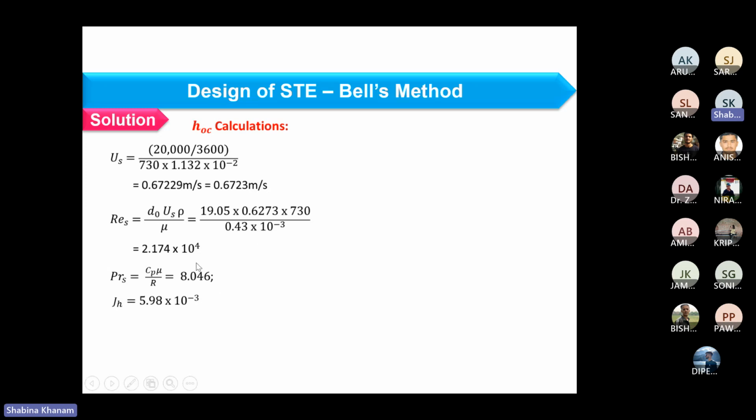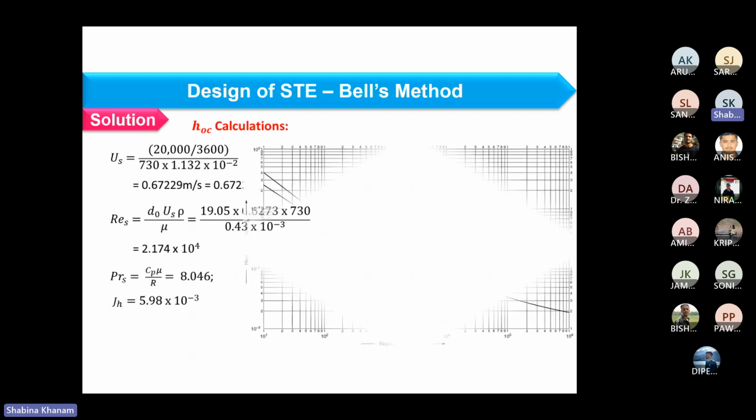So the Reynolds number for shell side has a value of 2.17 times 10 power 4. Prandtl number we need to find out, and for that the properties are already given. This is K, Cp, mu by K. So Prandtl number you can calculate, and to find out the heat transfer coefficient HOC, we have to see the value of JH.